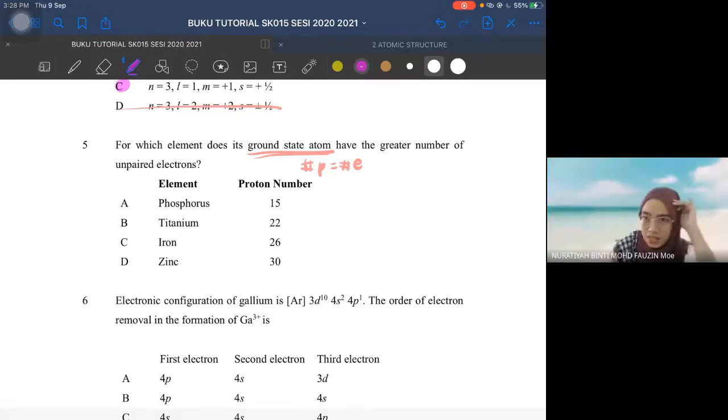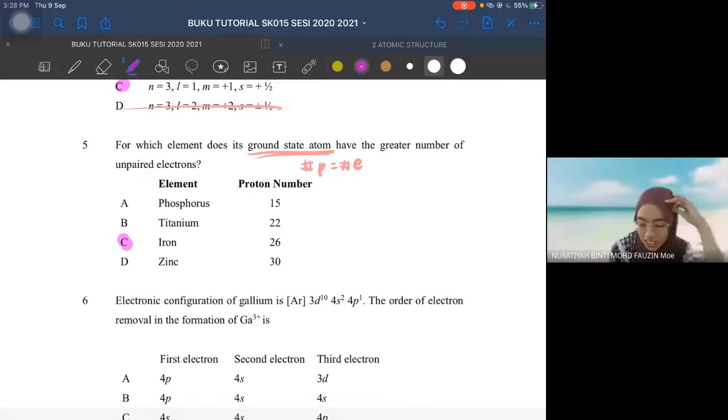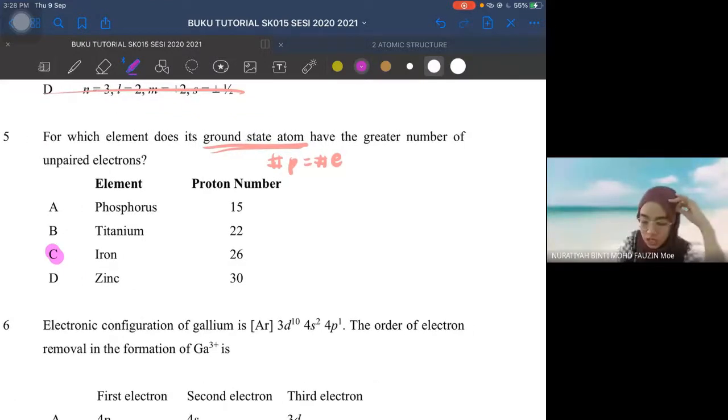Have the greater number of unpaired electrons. B. Titanium. You sure? C. Jawapan dia C, iron. Okay, let's write the SPDF notation.